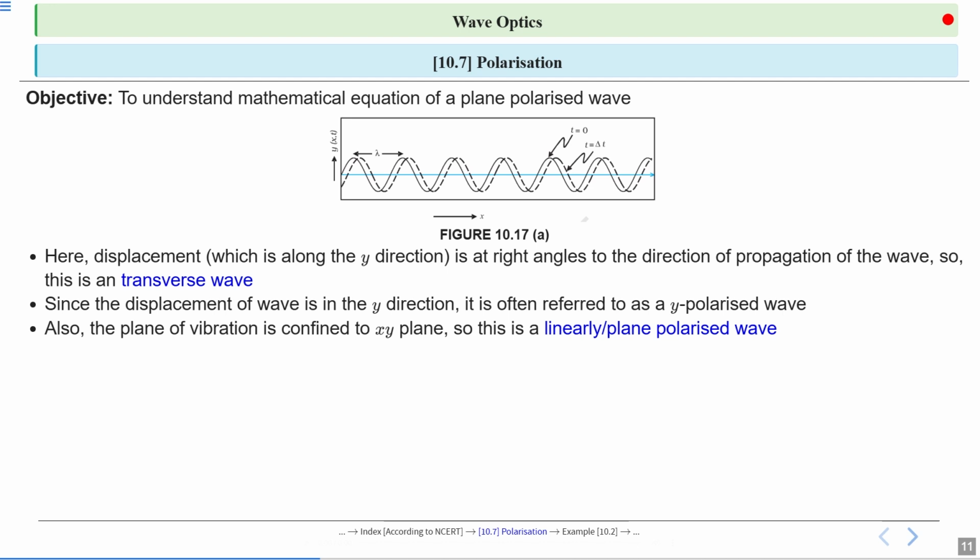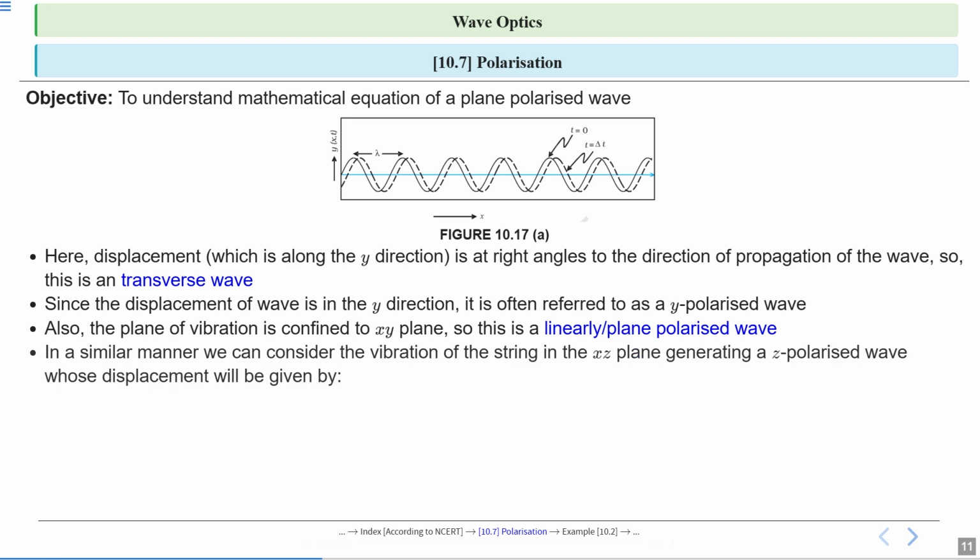This means the wave is linearly, or we can say plane polarized. In a plane polarized wave, the vibration occurs in a single plane, which is an important feature. So we can use linearly polarized or plane polarized interchangeably.